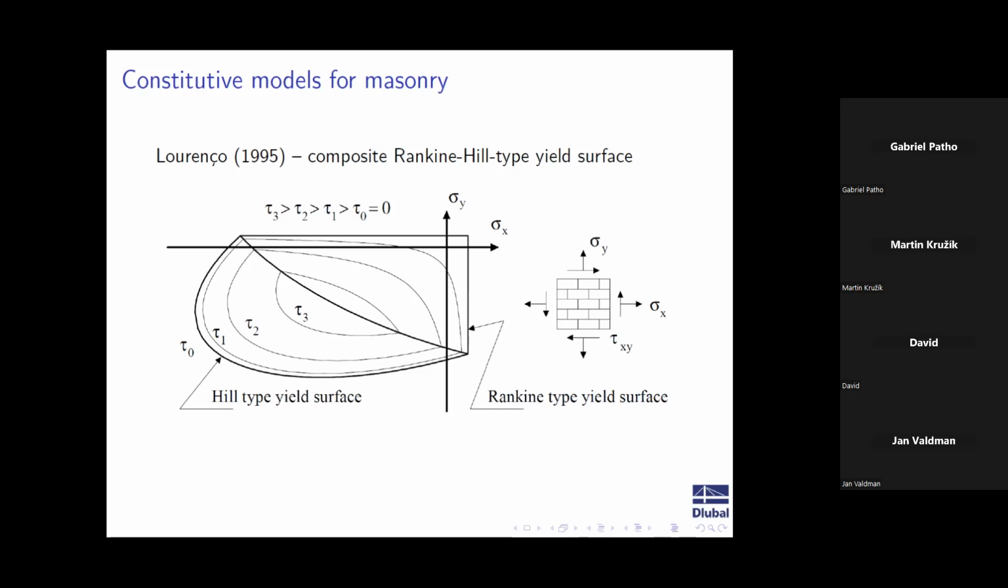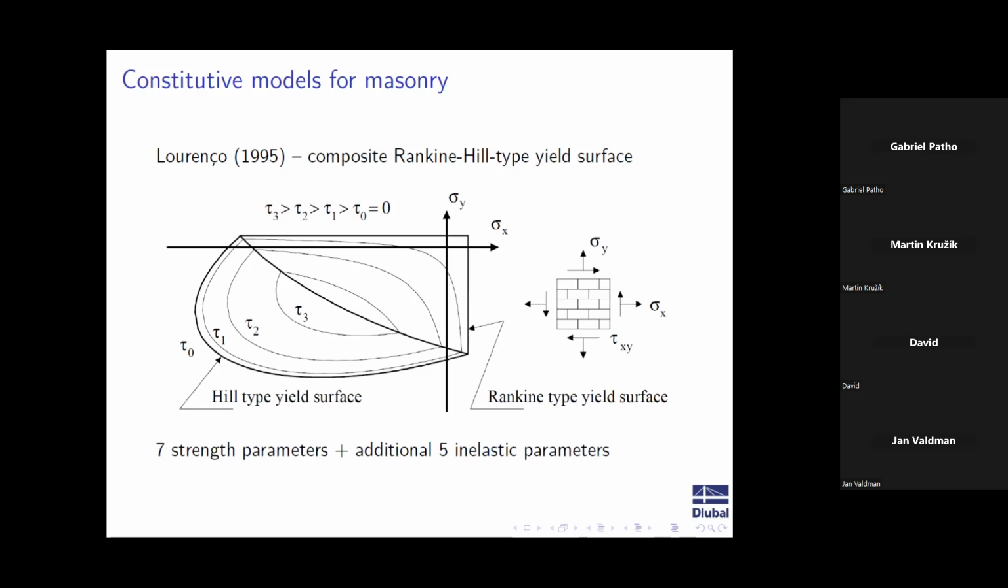These are some iso-shear lines, which you can see here, so you can imagine it in 3D in the Cartesian stress state. This is sigma x and sigma y, my classical directions depicted here. So we will tackle this model. This is actually what we ended up implementing in our software with some additional assumptions.